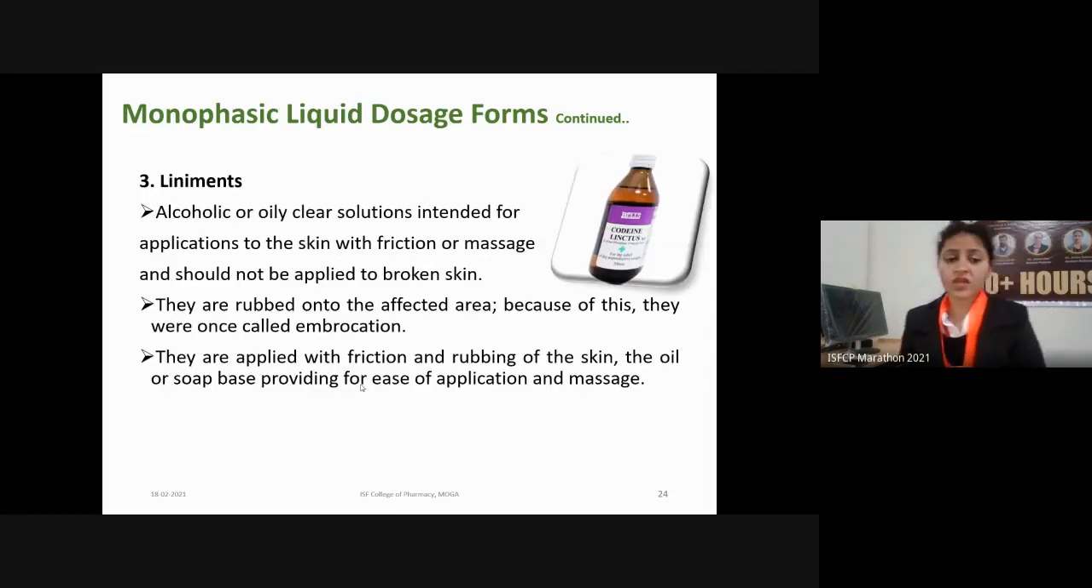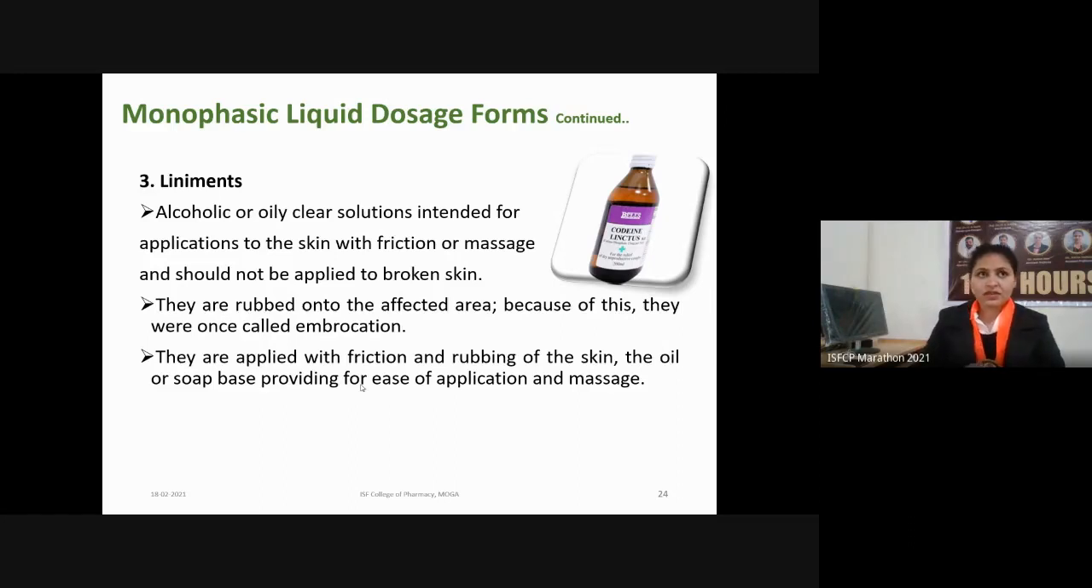Our third monophasic liquid dosage form is liniment. Liniments are alcoholic or oily clear solutions intended for application to the skin with friction or massage and should not be applied on broken skin. Liniments come under the category of monophasic liquid dosage forms for external use. It means these liniments are used externally.